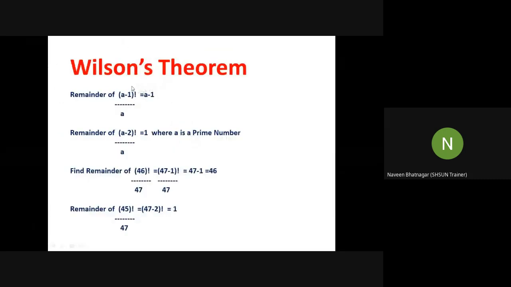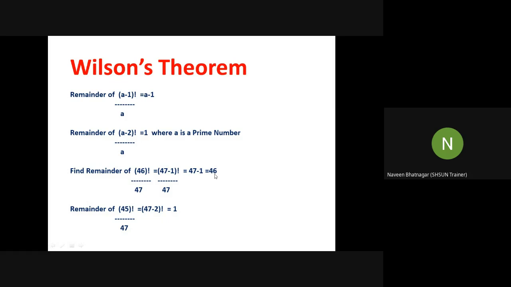In the same way, we have Wilson's theorem. Wilson's theorem is: the remainder of factorial (a minus 1) divided by a will be a minus 1. Let us see one example. If I ask you factorial 46 divided by 47, see, this 46 is one number less than 47. So the answer will be directly a minus 1, meaning 47 minus 1, the answer will be 46.